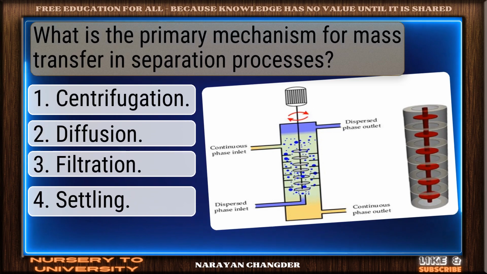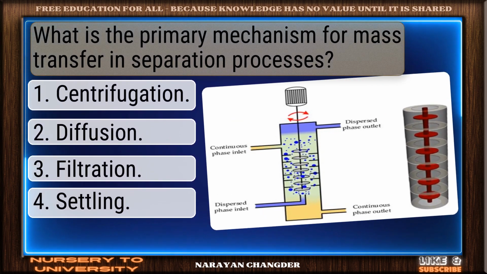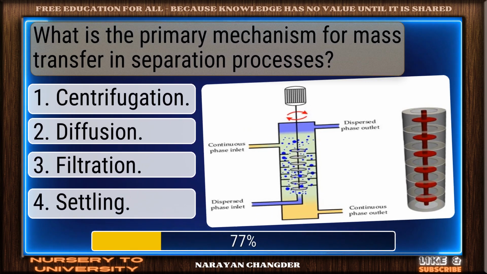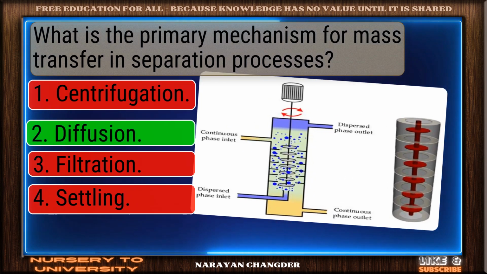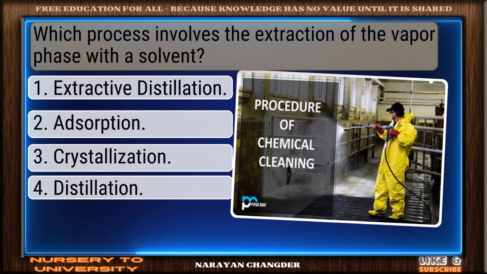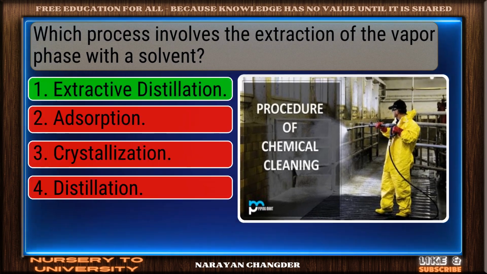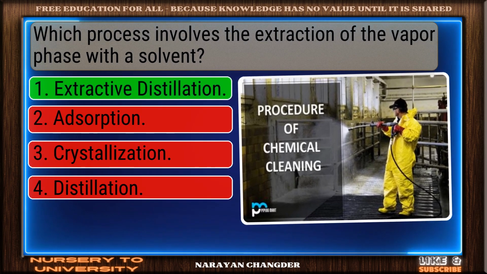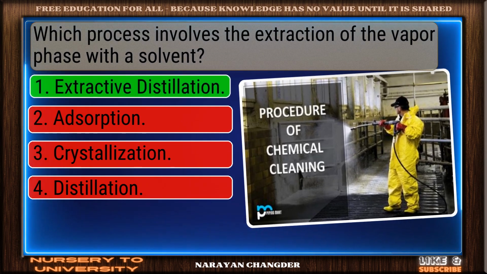What is the primary mechanism for mass transfer in separation processes? Well reasoned. Diffusion is the correct choice. Which process involves the extraction of the vapor phase with a solvent? Exactly. Extractive distillation makes sense and it is the right choice.